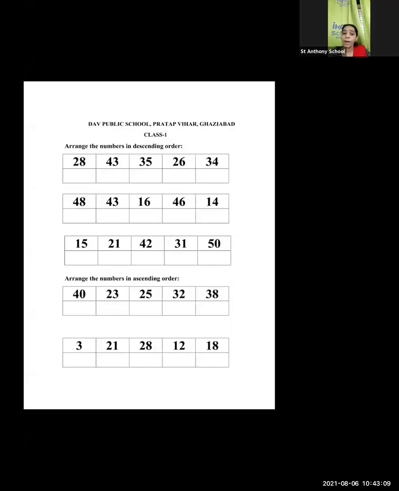In the previous lecture we already saw ascending order, how to arrange the numbers in ascending order. That is something we already learned. So today we're going to see descending order: how to arrange the numbers in descending order.